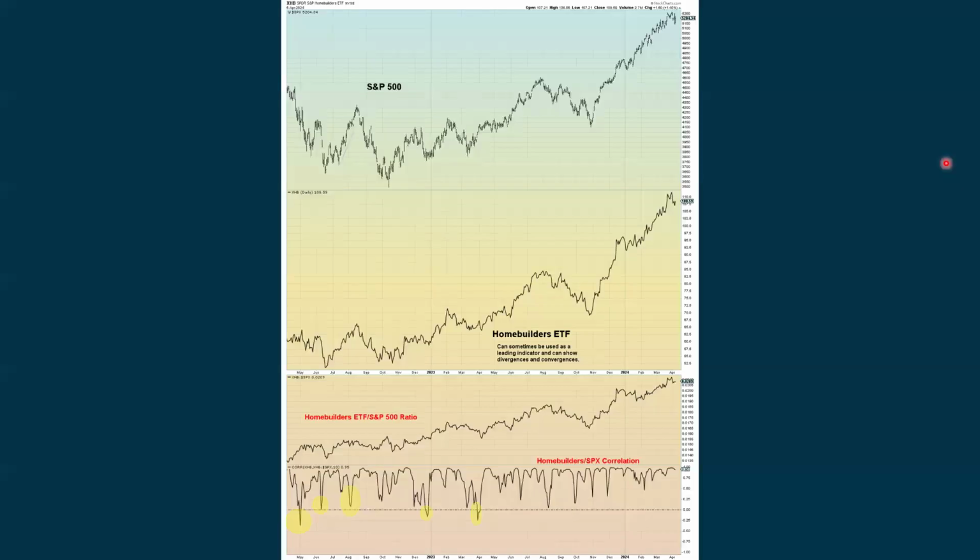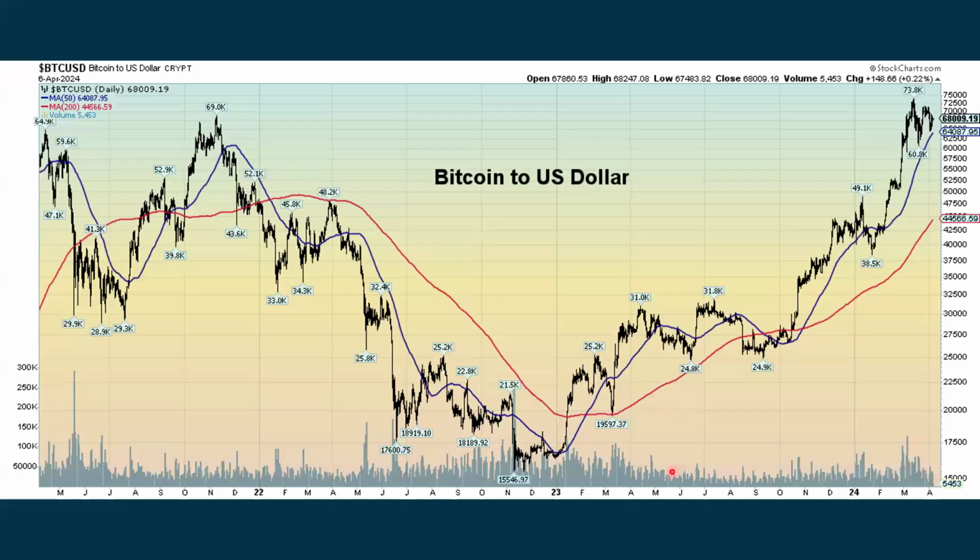And we have a home builder study here. We're not really getting anything from this. We have the S&P on top and the home builders ETF, and then we do a ratio and a correlation down below. We're looking for divergences here. And because we're getting a high reading with the correlation, that's not really telling us anything right now.